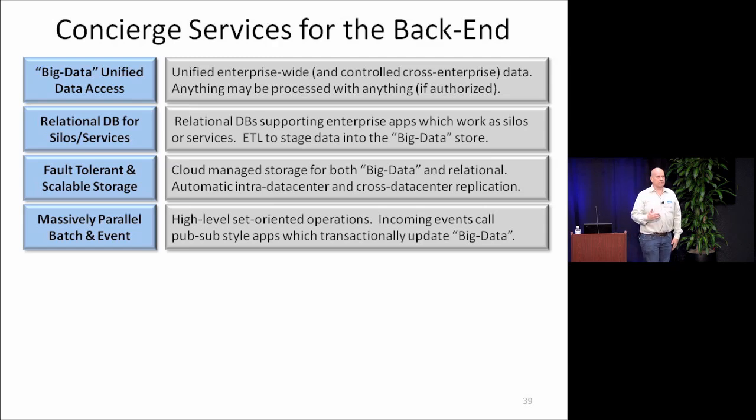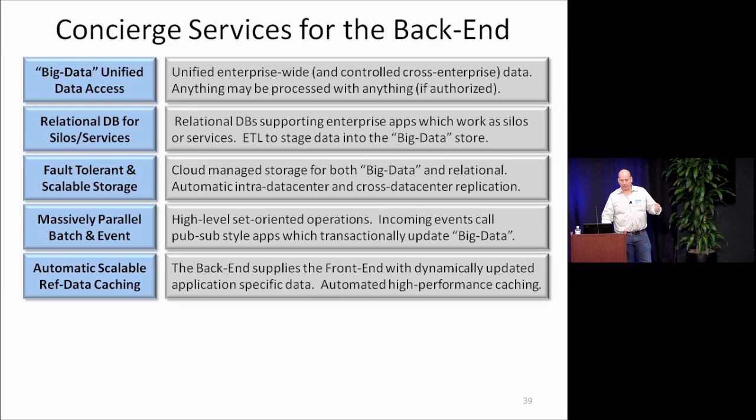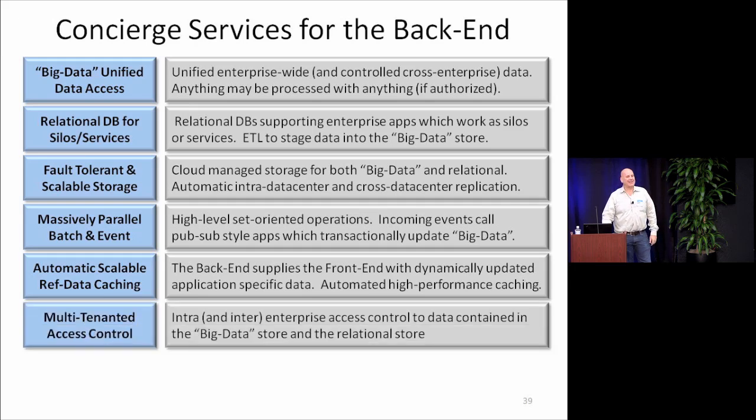Massively parallel batch and event processing. High-level set-oriented operations. The incoming events call pub sub, and then it pushes it out. How can I do that massively parallel batch stuff? Automatic scalable reference data caching and pushing it back out. Multi-tenanted access control. Okay, so what do I mean by this? I have event processing, I have batch processing, I have a ginormous pool of compute resources.